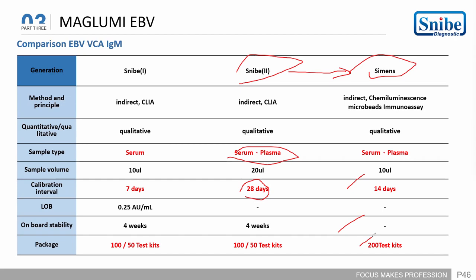So for customers who want to use this Maglumi EBV VCA IgM, we have the flexibility of 50 tests and 100 tests, while the other competitors have a bigger pack size of 200 tests. If they want to use it, they have to buy 200 tests rather than 100 or 50 tests, so our pack size is more convenient.